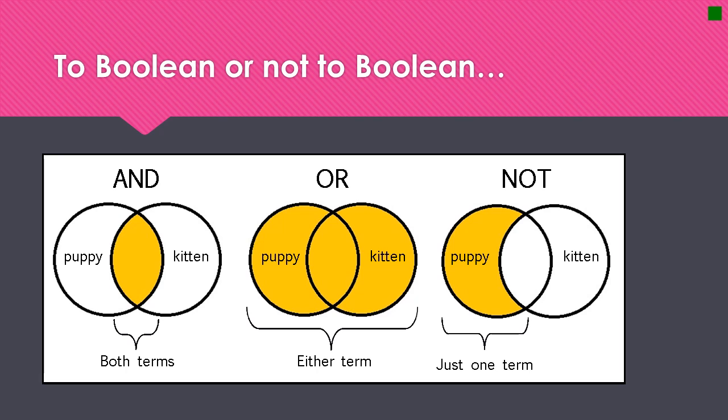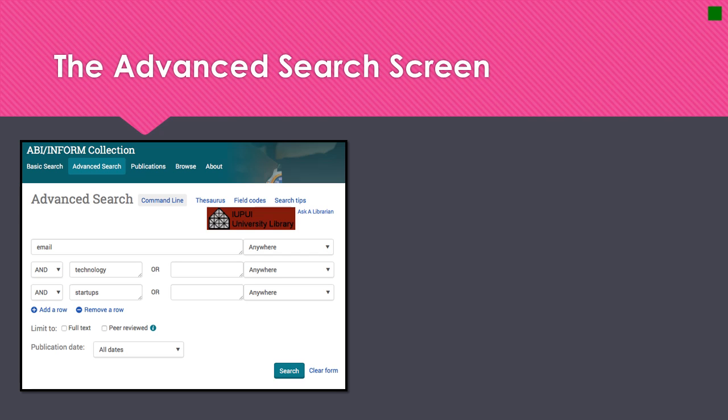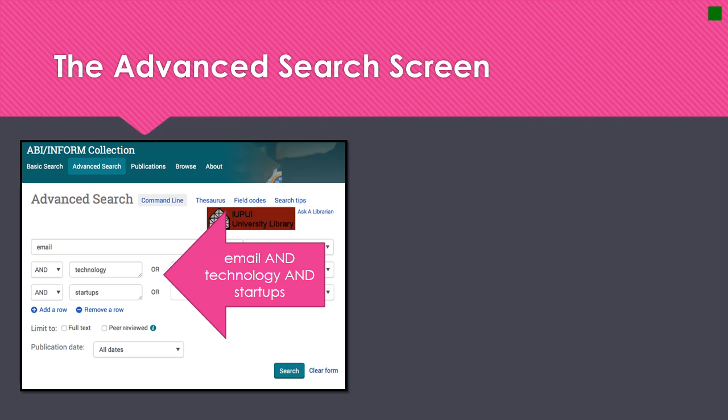Okay, back to ABI Inform. If you're using the advanced search screen, it's a good idea to keep unique concepts to separate lines. As you can see in the first screenshot, each term is on a different line, and the AND is selected from the drop-down to the left of the search boxes. The database treats this search the same as if you had typed all 3 words in a single search box with the AND in between them.